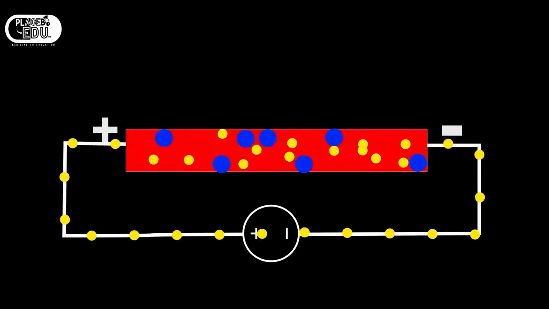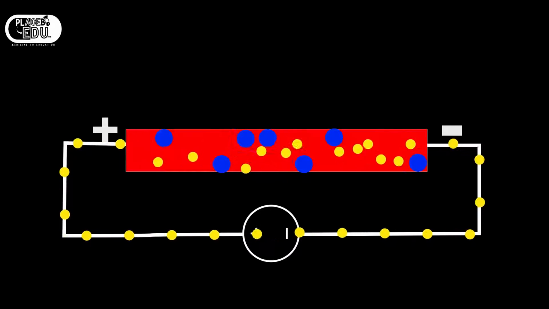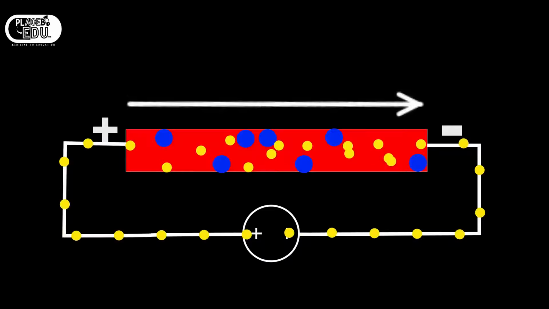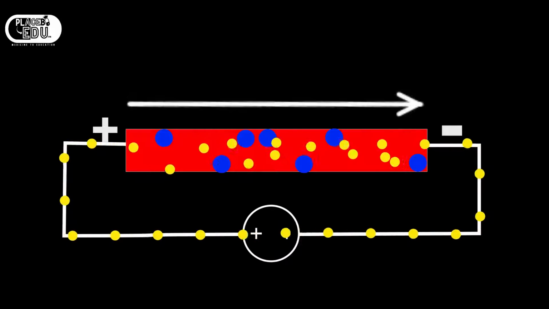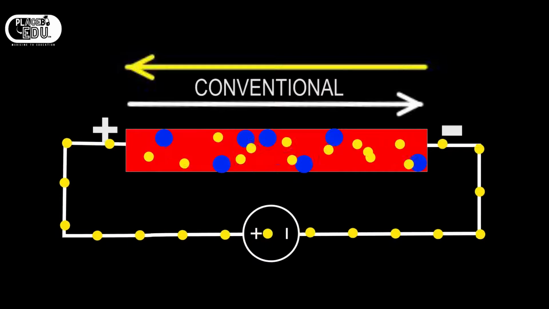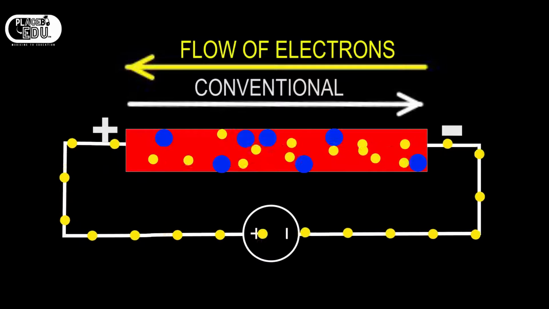Here the important thing is the direction of current. I already said that the direction of current is always from positive to negative side. This will be the direction of current, but the electron flow is from negative to positive. This is the conventional direction of current, and this is the flow of electrons.